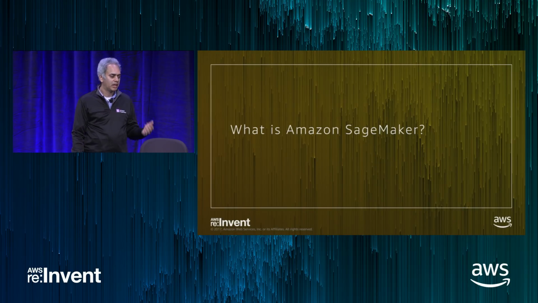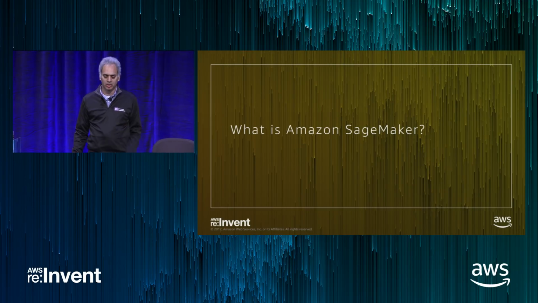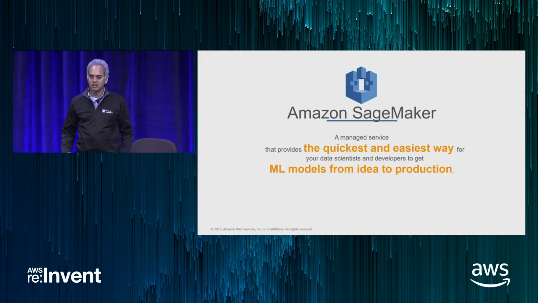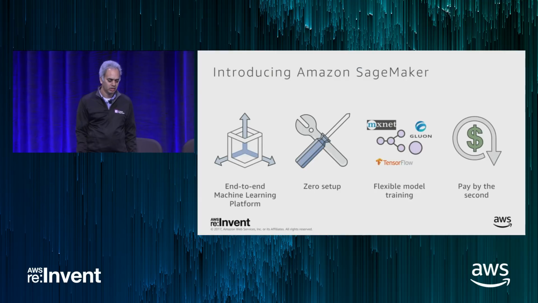Our goal with Amazon SageMaker is to actually enable you to do this. Amazon SageMaker is the quickest and easiest way that we could come up with for you to get ML models into production. That's our goal. So how do we go about doing this?